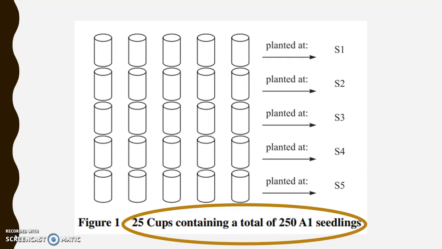This visual here is actually an example of an experimental setup. But notice below that it tells you that there are 25 cups containing a total of 250 A1 seedlings. Pay attention to small bits of information like this, because there may be a question that asks you how many seedlings are in each cup. You should be able to calculate in your head that there are 10 seedlings in each cup. This is the most that the ACT will ask you to calculate without a calculator.